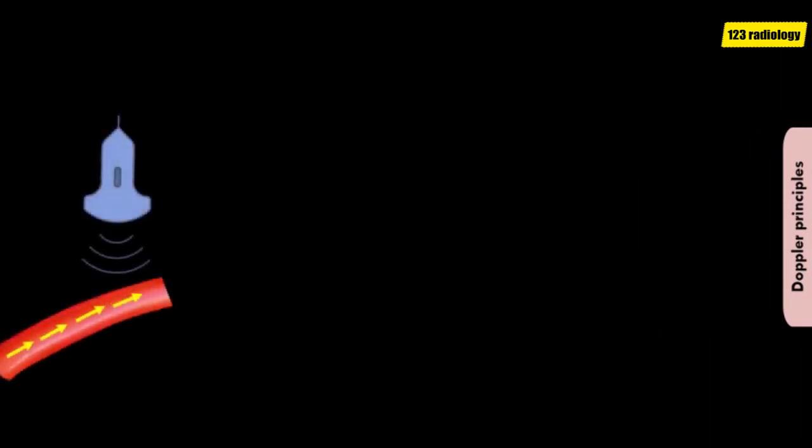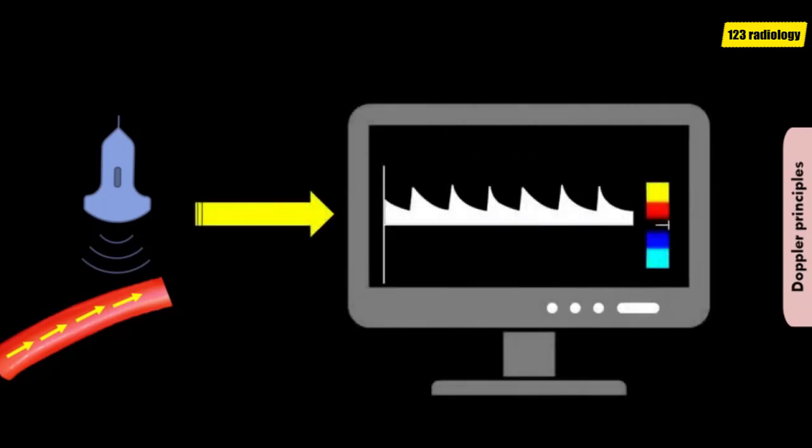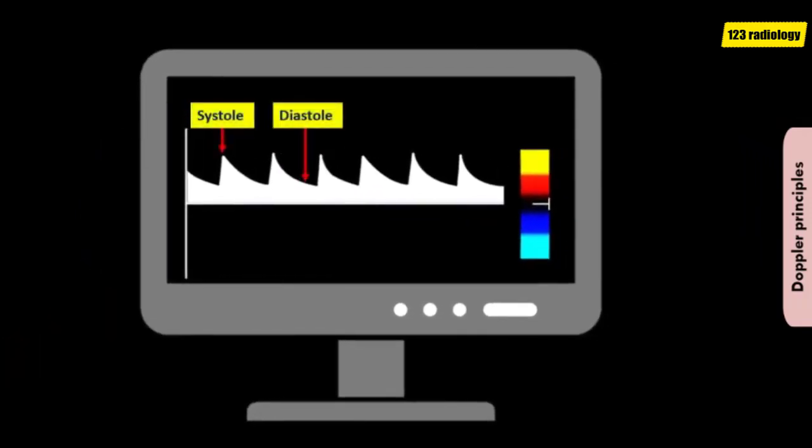Ultrasound beams are emitted from a transducer at a frequency. When it hits a structure that moves, they are backscattered and the Doppler shift arrives at the transducer. The information is analyzed, and it is represented as a waveform. The arterial waveform is characterized by systole and diastole.